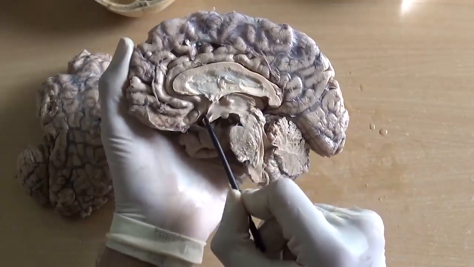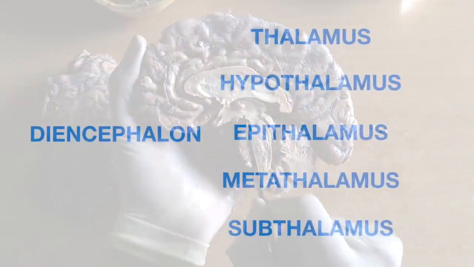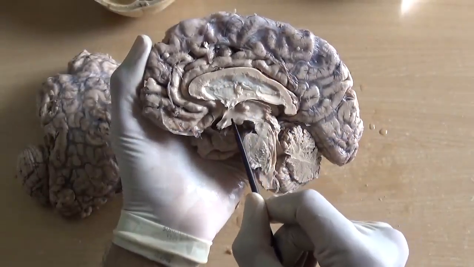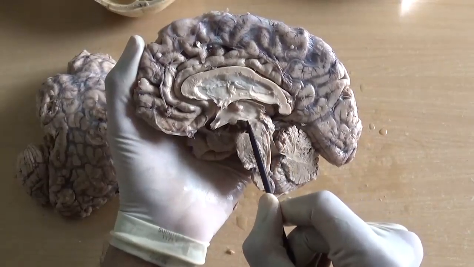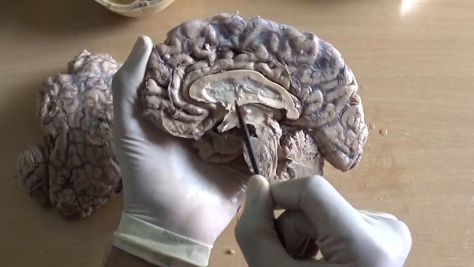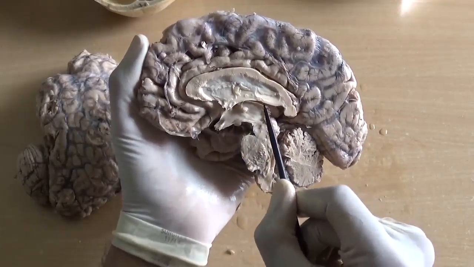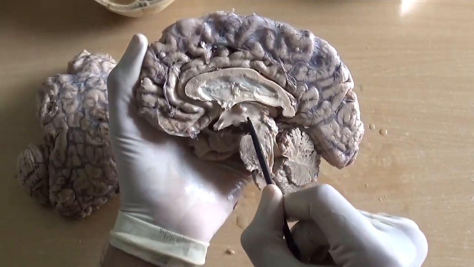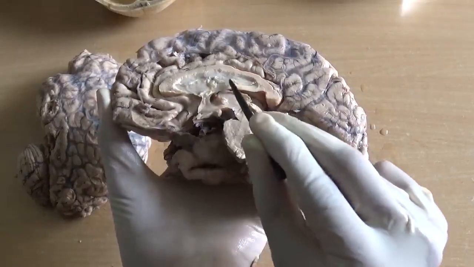Diencephalon is nothing but thalamus, and there are total 5 thalami constituting diencephalon, namely thalamus itself, hypothalamus, epithalamus, metathalamus, and somewhere over here will be subthalamus. So there are 5 thalami together forming diencephalon, and the cavity of diencephalon, this territory, is third ventricle. Now this third ventricle will get communicated with lateral ventricle, which is situated deep inside.